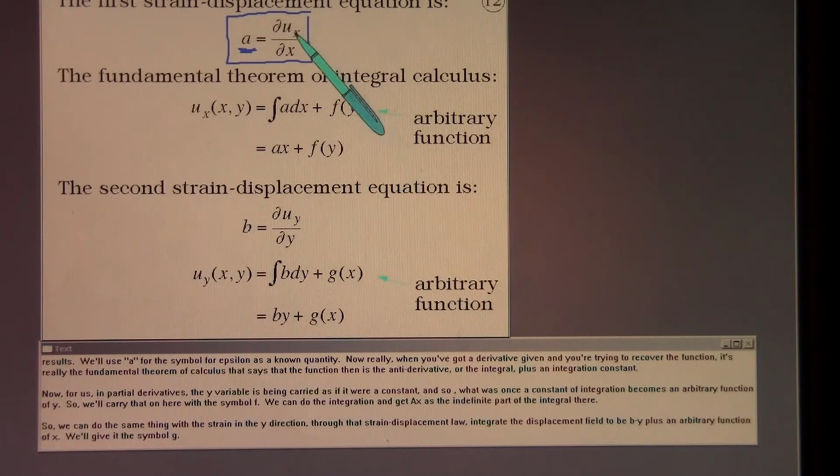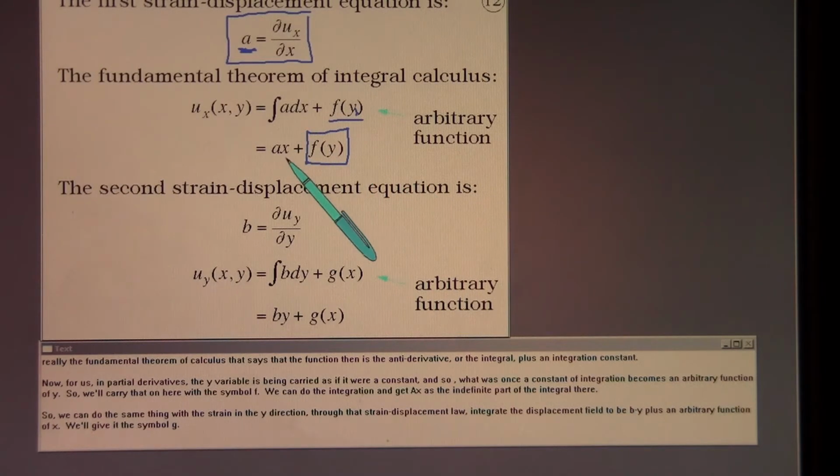Now for us in partial derivatives, the y variable is being carried as if it were a constant, and so what was once a constant of integration becomes an arbitrary function of y. So we'll carry that on here with the symbol f. We can do the integration and get ax as the indefinite part of the integral there. So we can do the same thing with the strain in the y direction through that strain displacement law. Integrate the displacement field to be by plus an arbitrary function of x. We'll give it the symbol g.